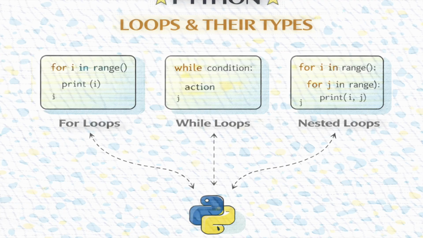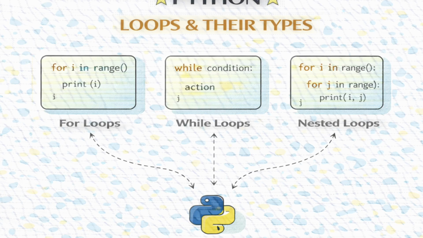And the sources mention the variable names i and j. What's that about? Oh, that's just a convention. A shorthand. It stands for iteration. And it's just a clean way to have a simple counter that you don't need to use for anything else. A throwaway variable. Makes sense.